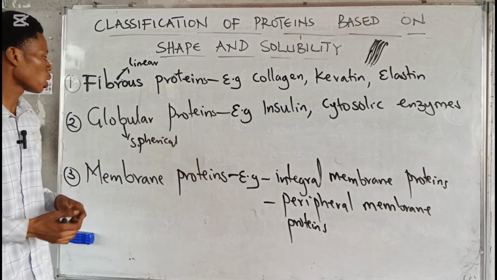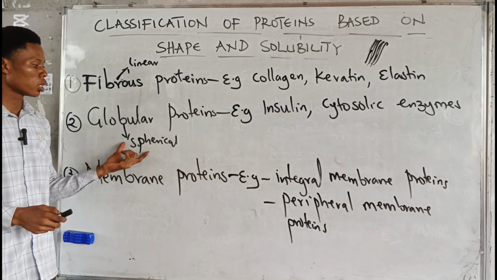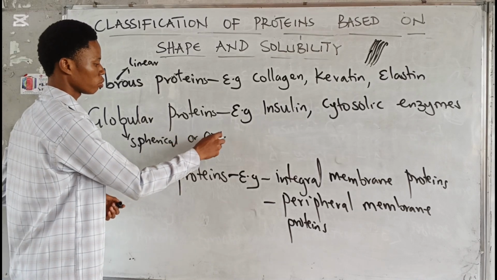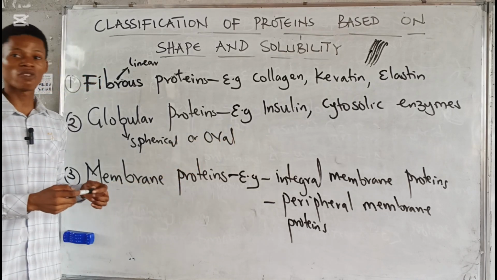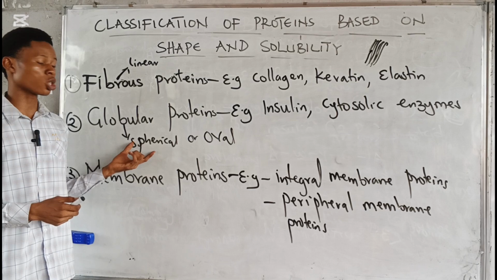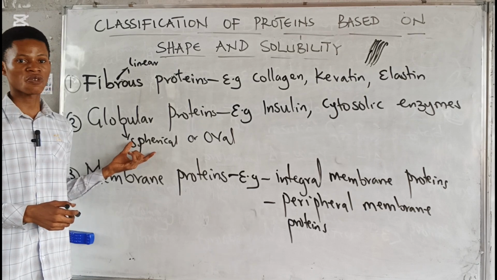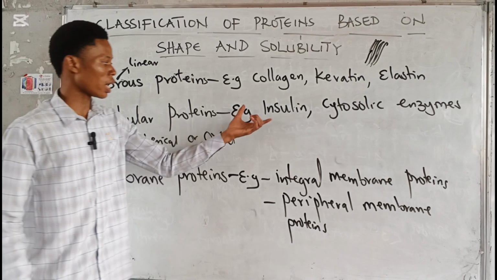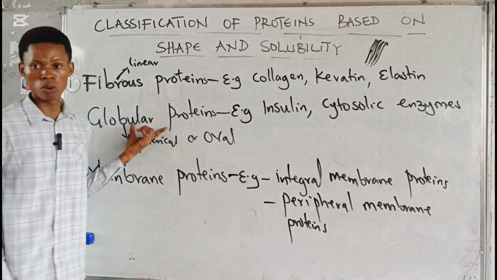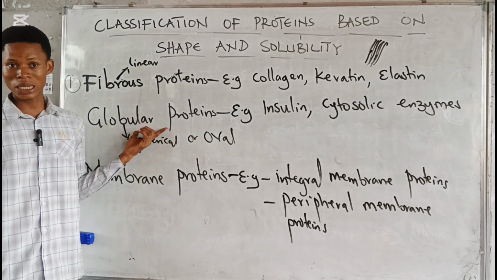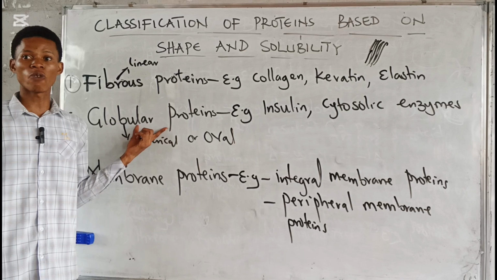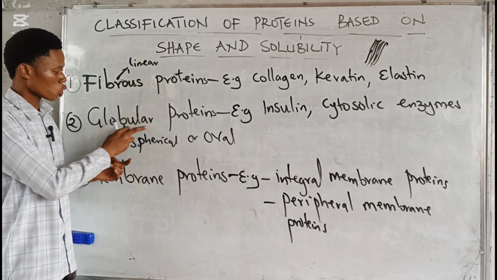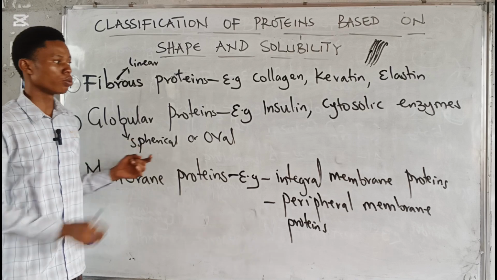Alright, now, globular proteins. Globular proteins. What shape are they? Spherical, right? A spherical or what? Oval shape. So because of the shape, spherical, they are also called spheroproteins, because they are spherical in shape. Now, first, are they soluble? They are soluble, right? They are soluble because their hydrophilic ends are exposed. So they are spherical and soluble.